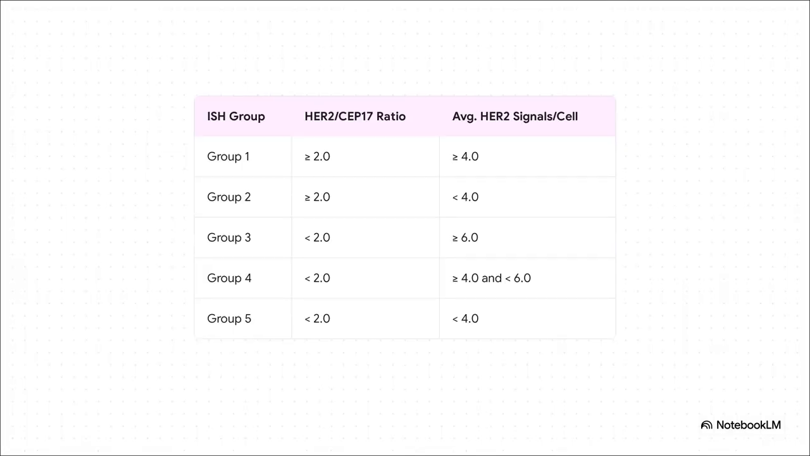Okay, so you've ordered the ISH test. The results are going to sort the tumor into one of these 5 groups. As you can see, it's not just a simple yes or no. It's a detailed breakdown based on 2 key numbers, the HER2/CEP17 ratio and the average number of HER2 signals in each cell. This is where the real molecular detective work begins.